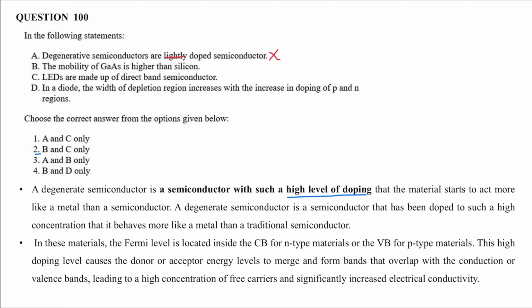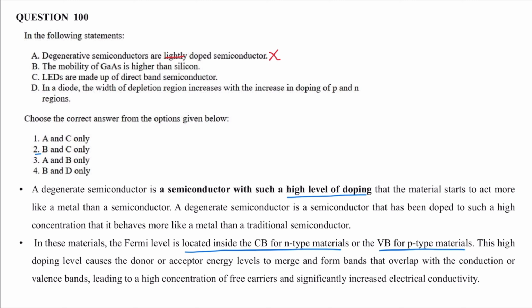A degenerate semiconductor is a semiconductor that has been doped to such a high concentration that it behaves more like a metal than traditional semiconductors. In these degenerate semiconductors, the Fermi level is located inside the conduction band for N-type materials, inside the valence band for P-type materials. This high doping level causes donor or acceptor energy levels to merge and form bands that overlap with the conduction or valence bands, leading to a high concentration of free carriers and significantly increased electrical conductivity.